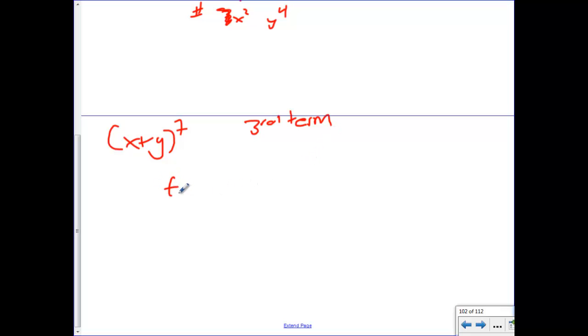If we're looking for the 3rd term, then k is 2. So if we're looking for term 2 plus 1, which is 3, it goes n, which now will be 7, choose 2. Then x will be to the power of 7 minus 2, and y will be to the power of 2. So what's 7 choose 2? What's that Pascal's number going to be? 21. And then you'll have 5 x's, and if you have 5 x's, by default you must only have 2 y's left. That is the 3rd term in the sequence.